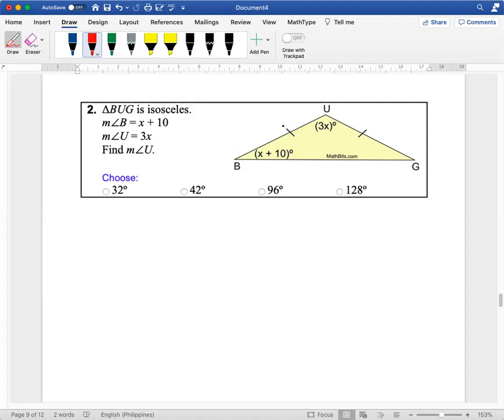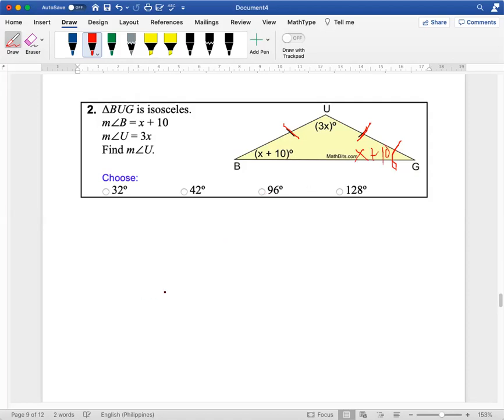Now, since these two sides are congruent, from the isosceles triangle theorem, if the two sides are congruent, then their opposite angles are also congruent. So this is the angle opposite the side BU, and this is equal to the measure of the angle opposite its congruent side, which is UG. So if this is x plus 10 degrees, then angle G is also x plus 10.